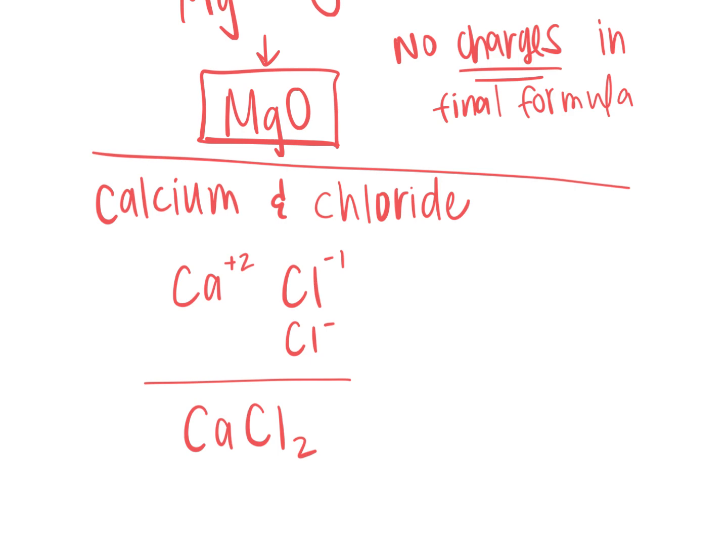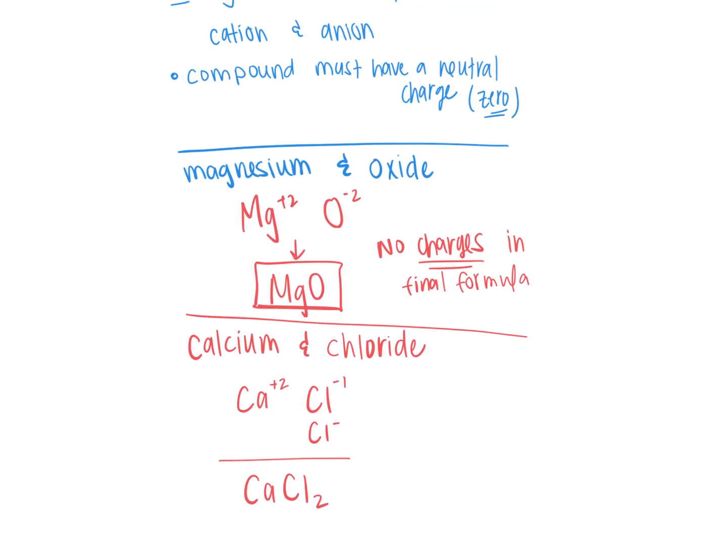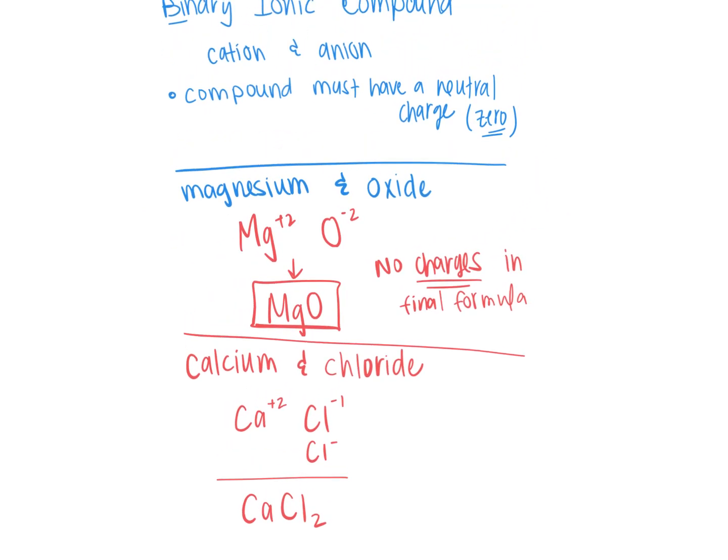Okay, let me give you one more rule here for ionic naming. Not only must the compound have a neutral charge, but we always list the cation first. So it goes cation first, then anion. We list the cation first, then the anion when we build our formula.